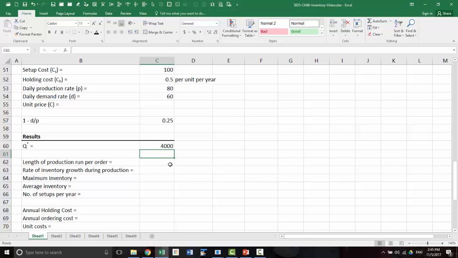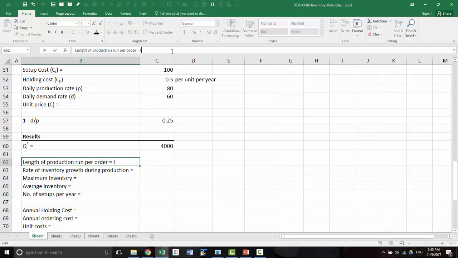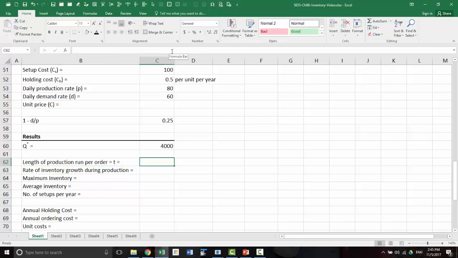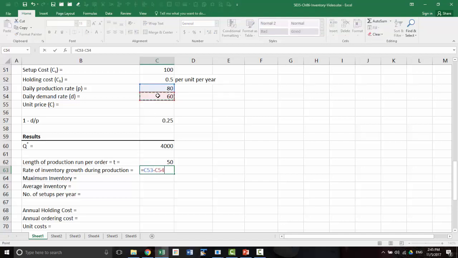The length of production run is Q over P. That's our T. Length of production run per order is T, and that is Q over production rate. So that will be in days then. So this is in days. So rate of inventory growth is what? P minus D. That will be per day. So that minus that will give you the rate at which inventory will grow.